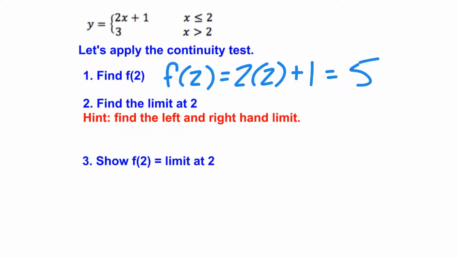So first thing I want to do is figure out what is the limit as x approaches 2 from the left side. So from the left side, which equation am I using, the first or the second? Well, which one shows the values that are less than 2? The first one again, because that's the less than or equal to 2. X is less than 2. And so I'm going to be finding the limit on that line as we approach it.